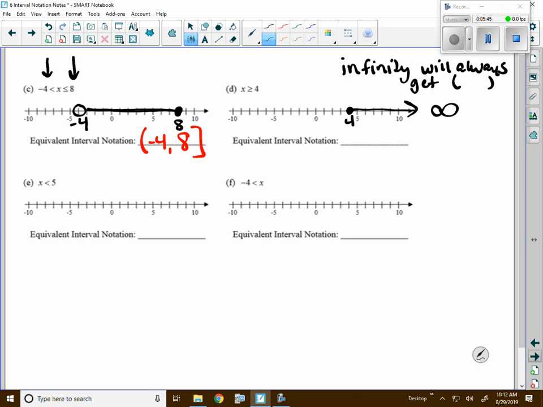Okay, for infinity will always get parentheses. But in this case, the 4 will get a bracket because of this guy right here. So the 4 gets a bracket, but the parenthesis goes with that infinity.